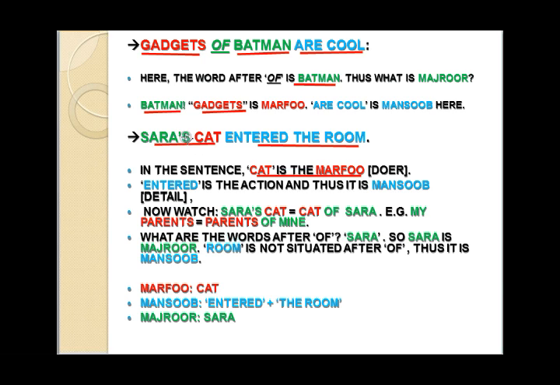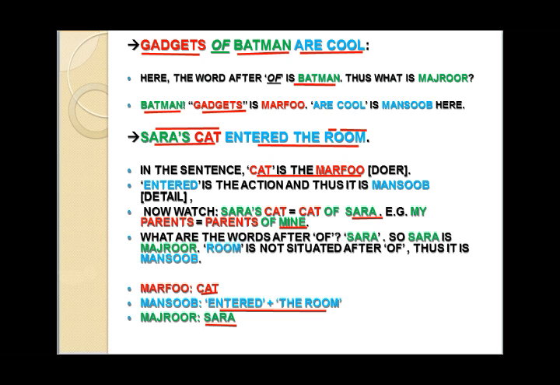Now, of this word Sarah's cat, look at this. We can write cat of Sarah. For example, my parents, parents of mine. So who's after "of"? I am. And here who's after "of"? Sarah. So it's jar, right? Makes sense now. And then what are the words after "of"? Sarah. So Sarah is majroor. And this word room is alone, forever alone, it has nothing, so put it in mansub again. So the marfu is the cat, majroor is Sarah, and mansub is entered the room, what the doer does.